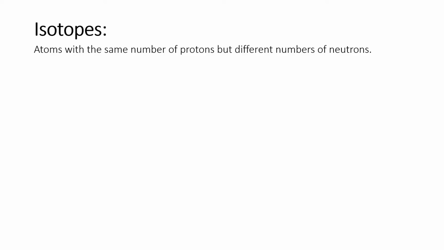So we know that protons and electrons need to be equal in an atom, but what about neutrons? Isotopes are atoms with the same number of protons but different number of neutrons. And when the number of neutrons changes in an atom, the atomic mass also changes. Let's take a look at some examples.